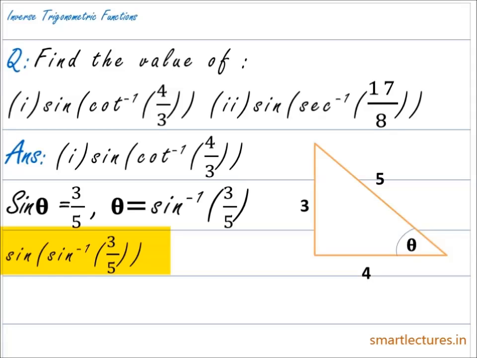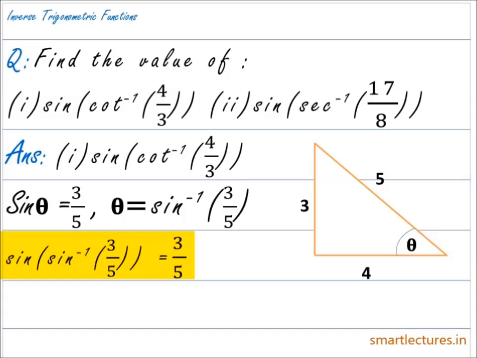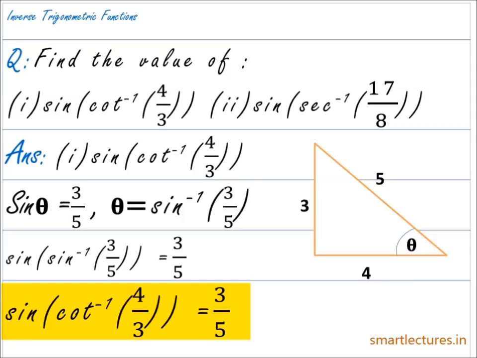And remember, sine of sine inverse x is equal to x, where x lies in the interval -1 to 1, and here x is 3 upon 5, which is greater than or equal to -1 and less than or equal to 1. So that means sine of sine inverse 3 upon 5 is equal to 3 upon 5, or the value of sine of cot inverse 4 upon 3 is equal to 3 upon 5.